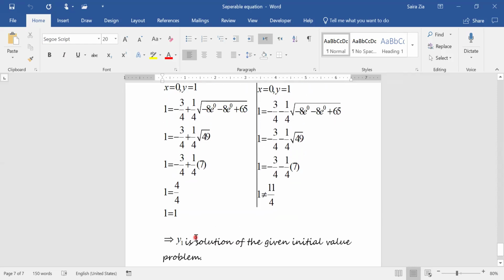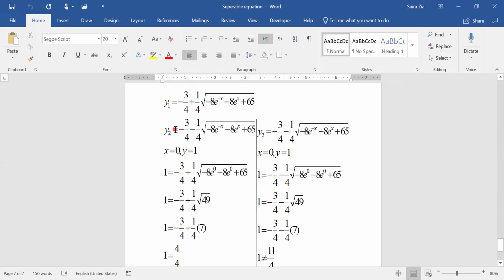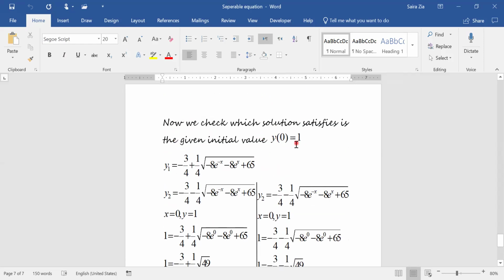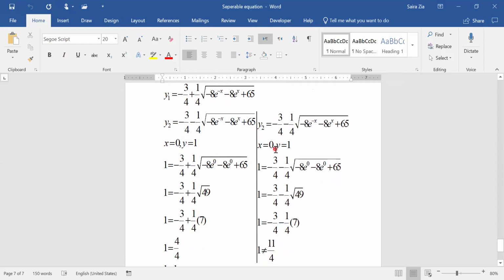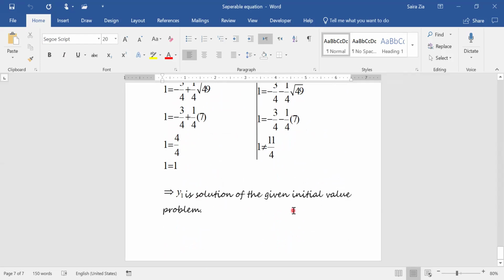So like this we have to do in the end: if two solutions are coming, we have to apply the initial conditions and check which solution satisfies the condition. That will be the solution of the given differential equation. So this is how we solve the separable differential equation using the separable method. If they have asked you to find the explicit solution or the initial values are given, then we have to find the value of c, and then find the solution. So this is all.